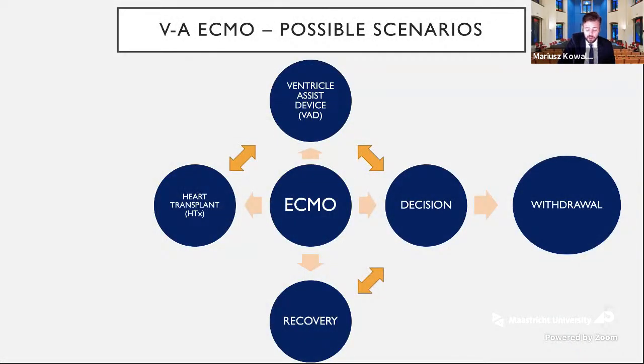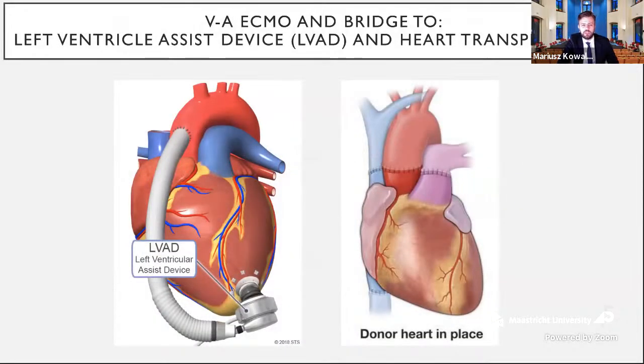Now, in patients undergoing ECMO therapies, several scenarios are possible. Recovery, of course, is the most desired. However, when no improvement is to be seen or is not expected, ECMO will be stopped and withdrawn for futility. When bridging, however, is an option, or in patients in whom bridging is an option, two strategies are possible, and these include long-term assist device or LVAD, or heart transplantation.